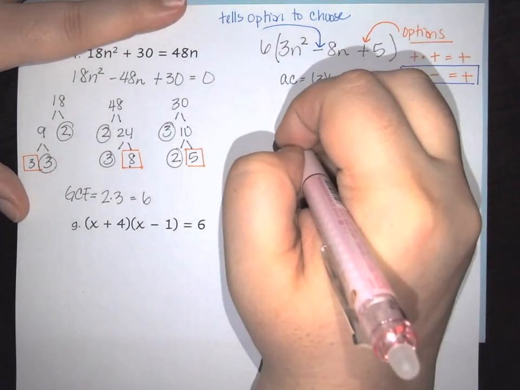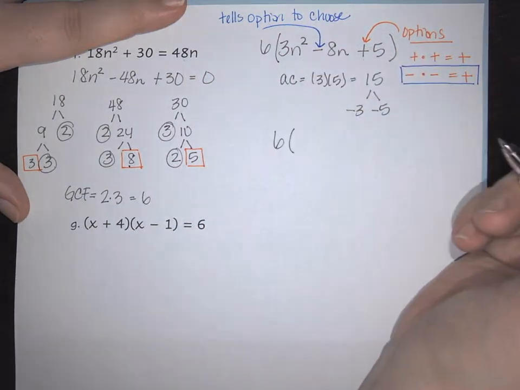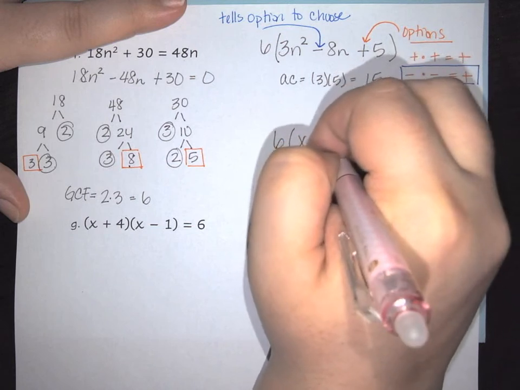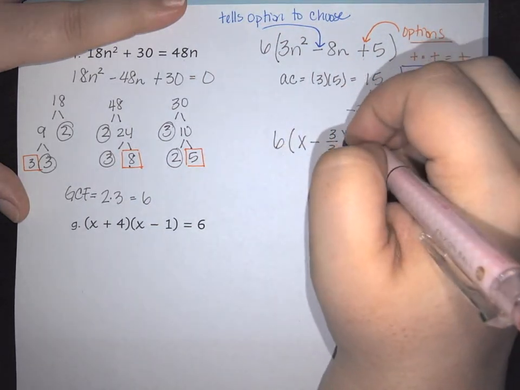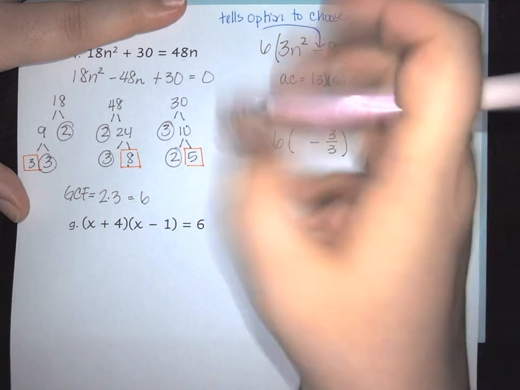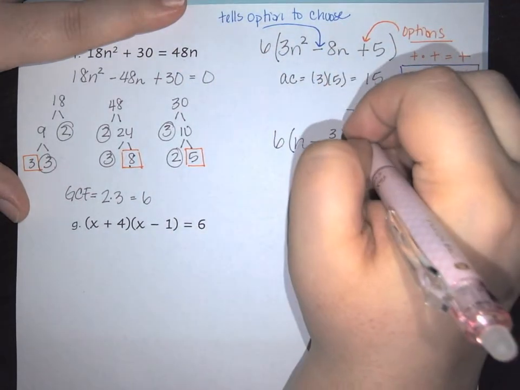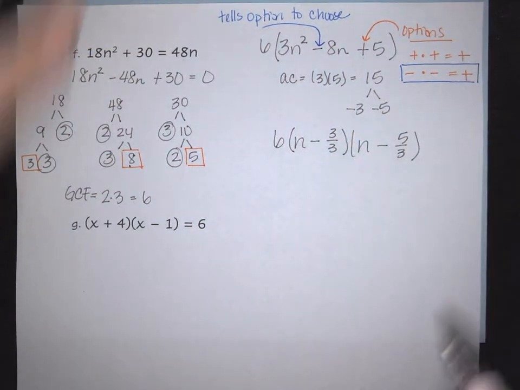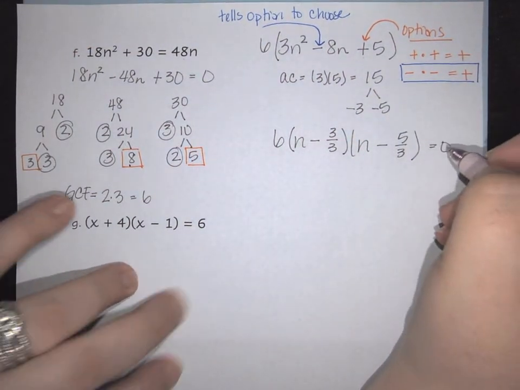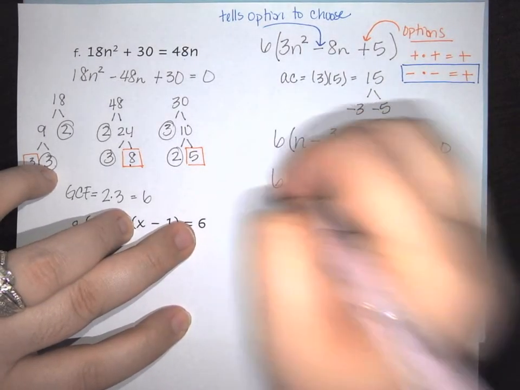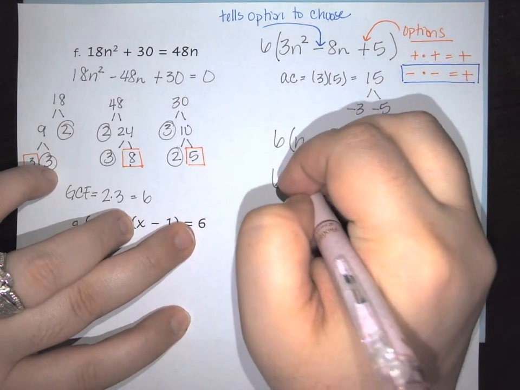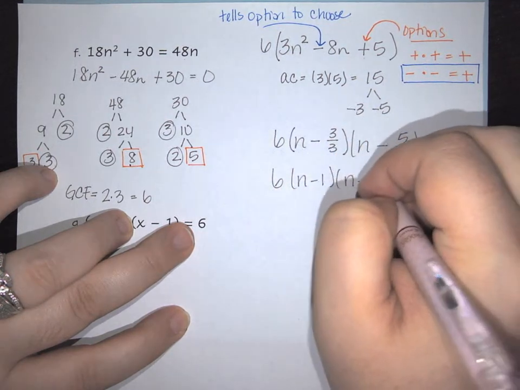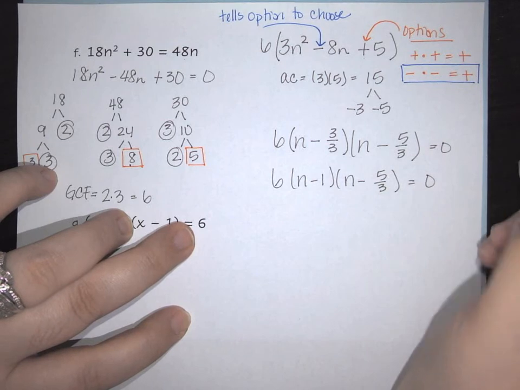So to set up my factors, I still have the 6 out in front, and this is going to be n minus 3 over 3. Sorry, not x, n. This is n. And then we're going to have n minus 5 over 3. This is still set equal to 0. Bring down the 6 yet again. Reduce, so this is really n minus 1 times n minus 5/3 equals 0.